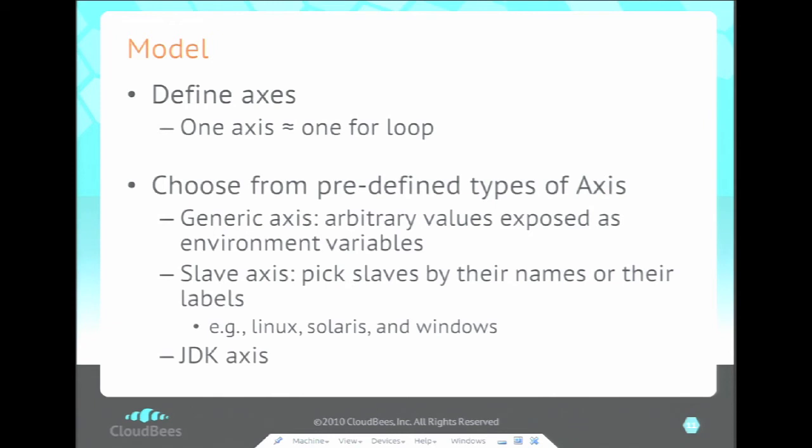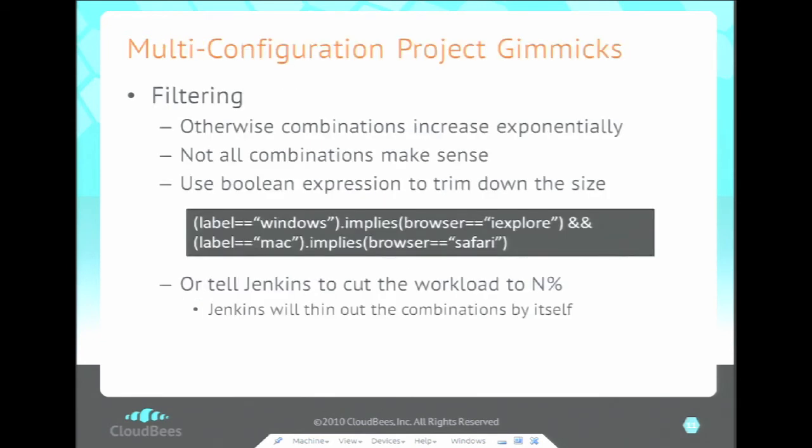But there are also other kinds of axes that are a lot more semantically tied to the way Jenkins behaves. So for example, you could have the slave axis, which says, execute this job on these machines. You can also have a JDK axis, which allows you to say, well, run this thing on multiple versions of JDK.